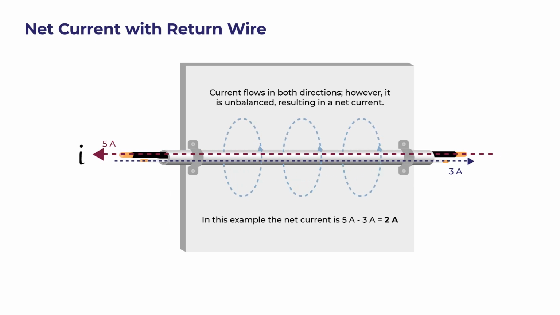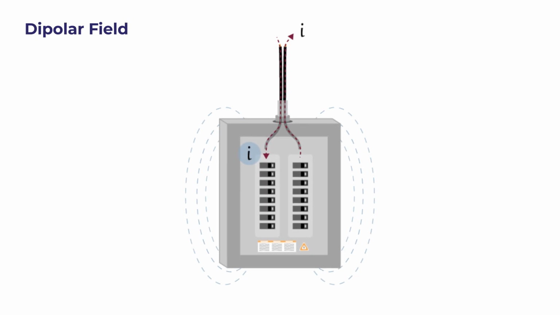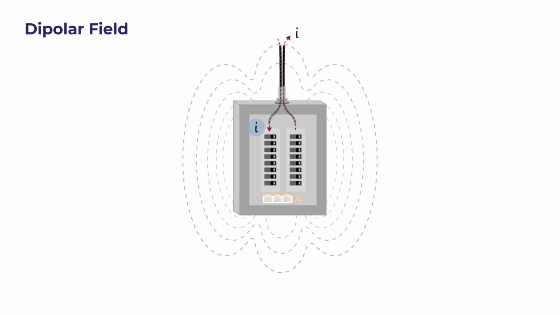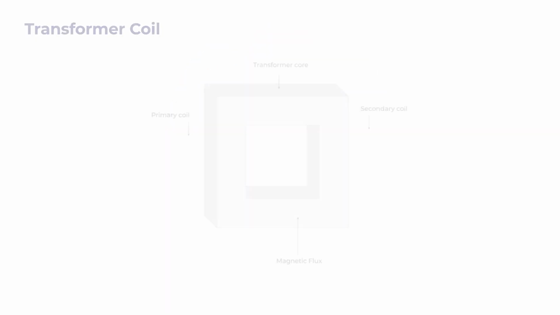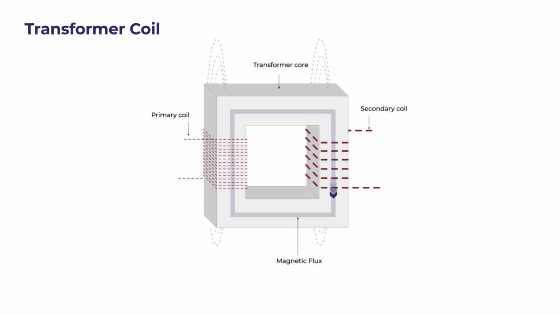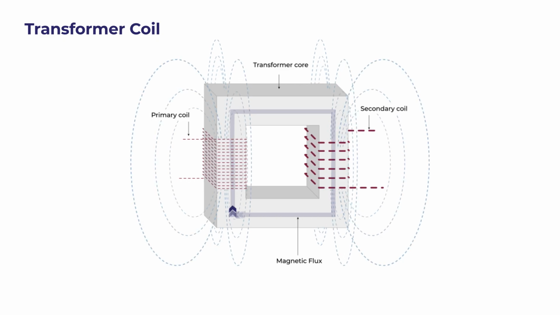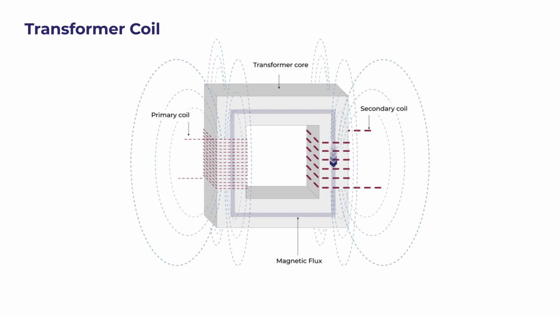The second type of magnetic field is called a dipolar field. A dipolar field occurs when there's a positive and negative separate to enter a piece of electrical equipment, such as a branch panel or distribution panel. The third type of magnetic field is the magnetic field generated by current through a coil, such as in a transformer. These three different categories of magnetic fields behave differently with how they degrade over distance.